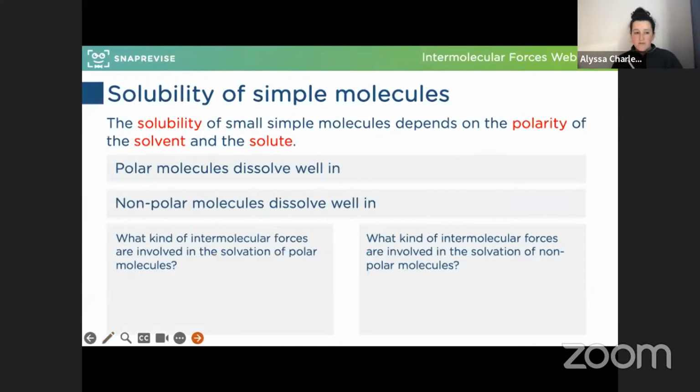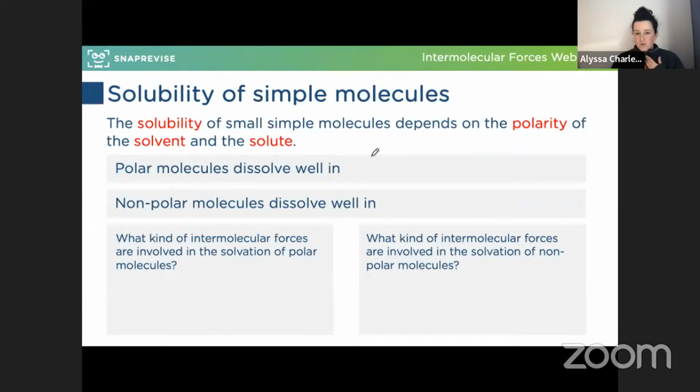The other thing that we can think about very briefly before we run out of time is solubility. So the solubility of small simple molecules depends on the polarity of the solvent and the solute. Just check you're happy with the difference between those words, what they mean.